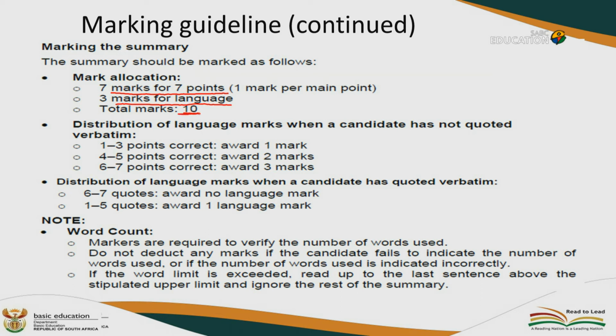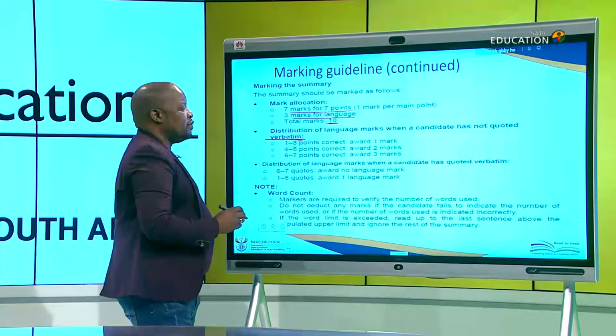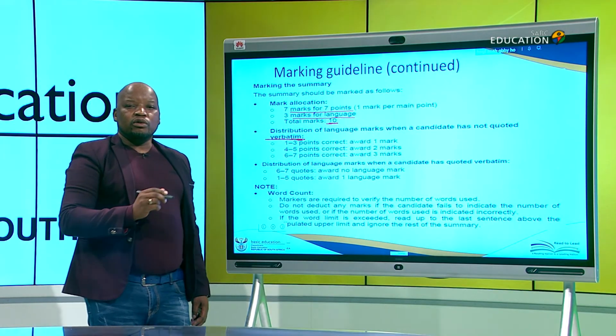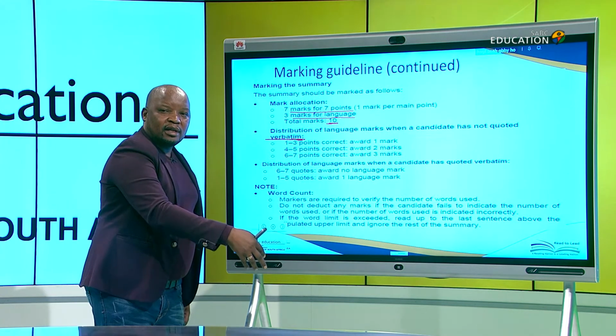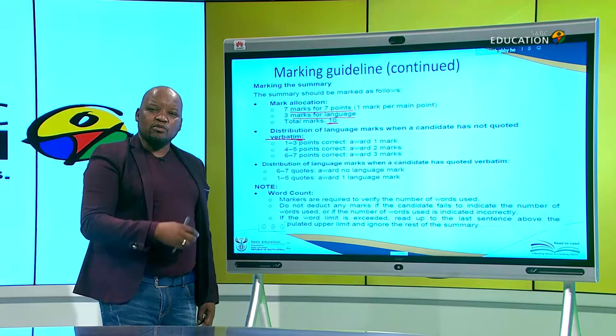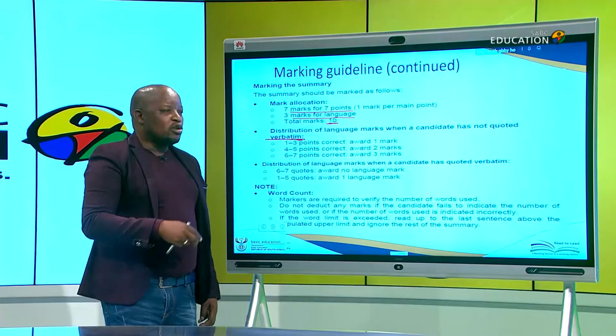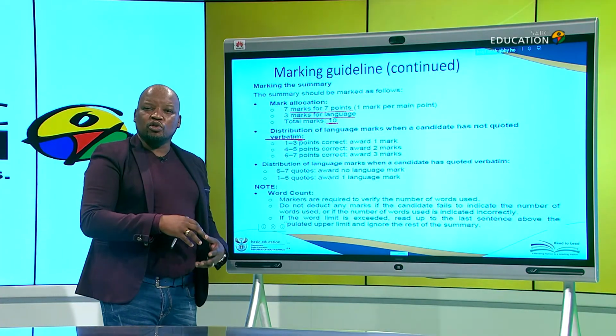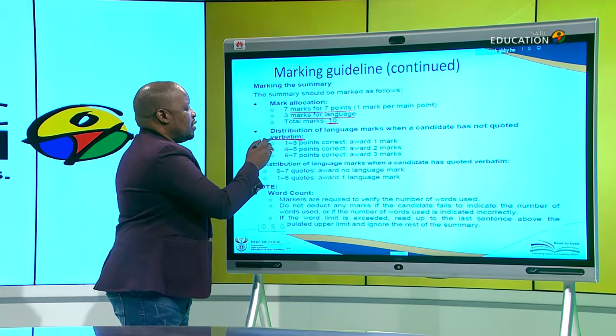How are the marks allocated or distributed? Distribution of language marks when a candidate has not quoted verbatim. What is this? I hear an answer somewhere, verbatim. It's when you take out a fact and write it as it is. That is verbatim, word for word. Do not even try to change it into your own words. That is what we call verbatim.